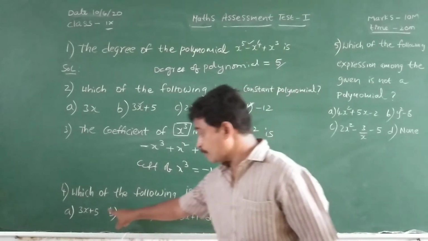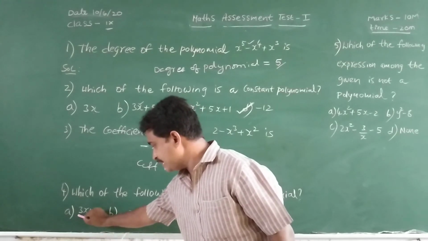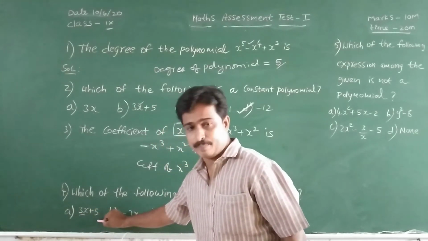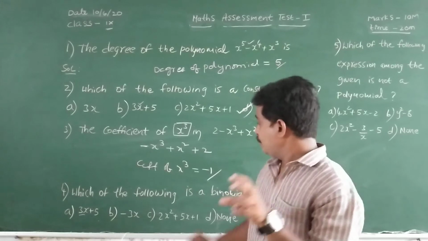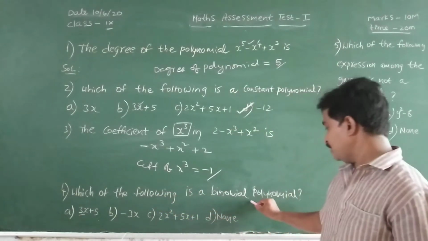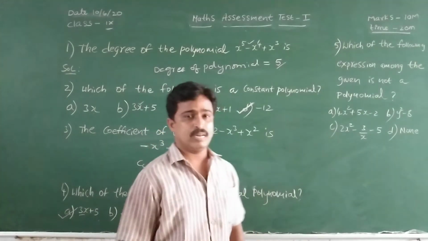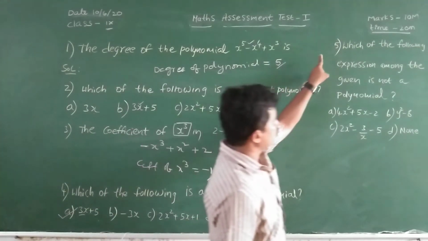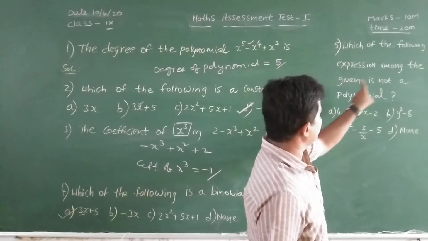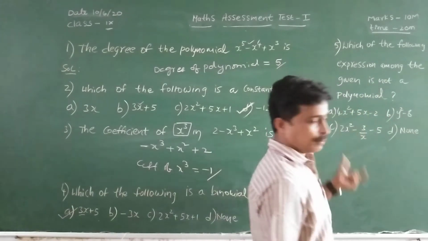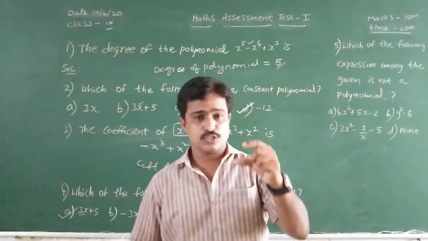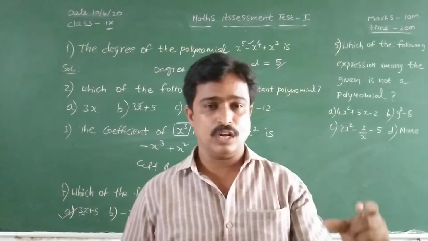You observe the first option. There are two terms. Minus 3x is a term and 5 is a term. So he is asking binomial, this is the correct option. Okay, coming to question number 5. Which of the following expressions among the given is not a polynomial? First of all, you recollect the definition of polynomial.